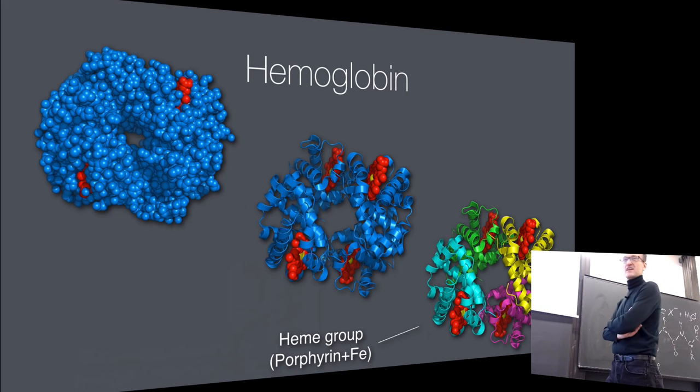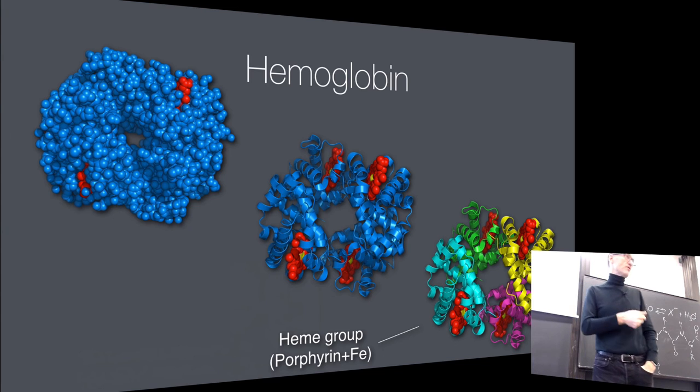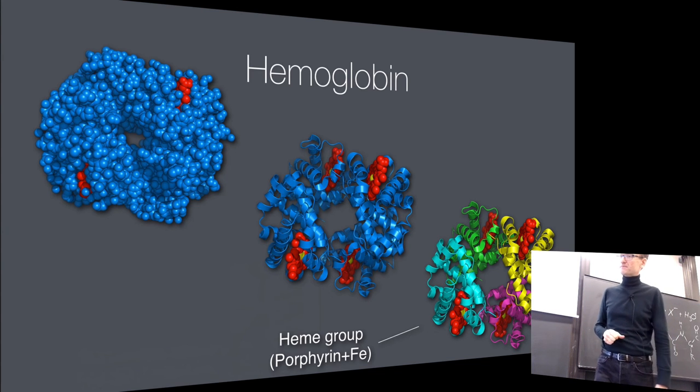It's actually complicated because hemoglobin consists of four different groups. So you have the same building block four times, and then inside each of these you have this protoporphyrin group. And the protoporphyrin that binds iron, we call a heme group. So that's the group that's actually able to bind and stabilize an oxygen molecule.